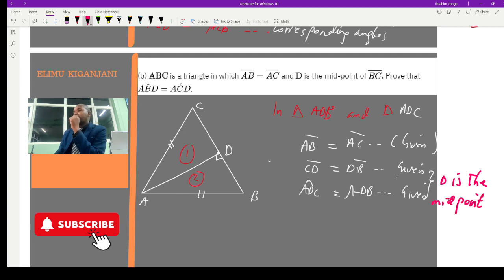So with these details, we have side, side. I'm sorry, but even in these two triangles, AD is common. So I could consider even side, side, side as the theorem. So I can ignore this angle here and I just consider the side AD, which is a common line.